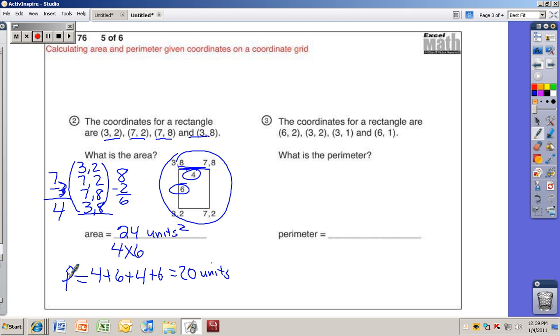What I'd like you to do is actually find the area and the perimeter for number 3. Even though it just says perimeter, find both of those. Pause the video, turn it on when you're ready to see the solution from Kaylee.